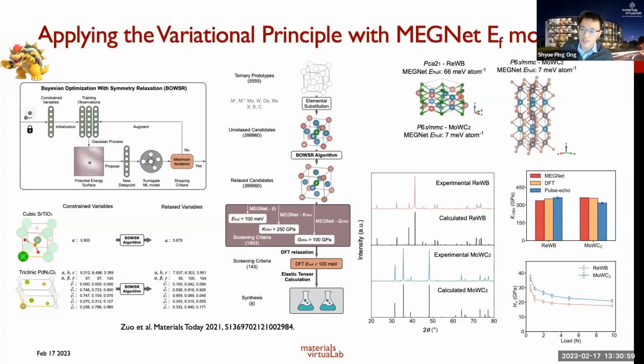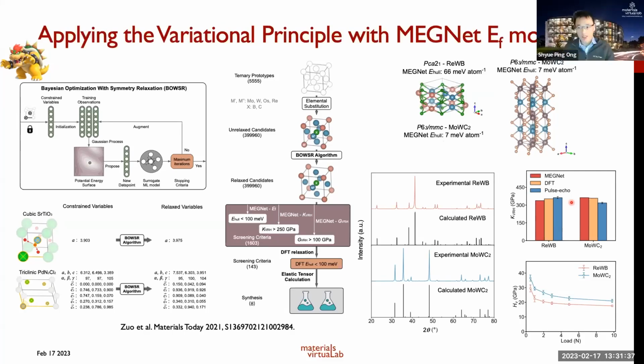So these are just 2 of the examples of the materials that were obtained experimentally. Okay, so there's this rhenium tungsten boride and this moly tungsten carbide structures. You can see that the experimental XRD pattern and the calculated XRD patterns are actually in very good agreement with each other. And he also measured things like the bulk modulus and the hardness using pulse echo measurements. And you can see that the experimentally measured properties are very much in line with what is predicted from our machine learning model as well as from our DFT calculations.